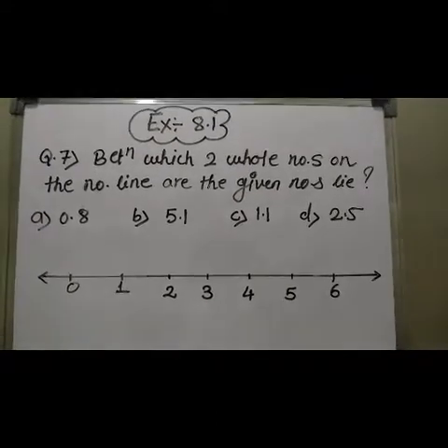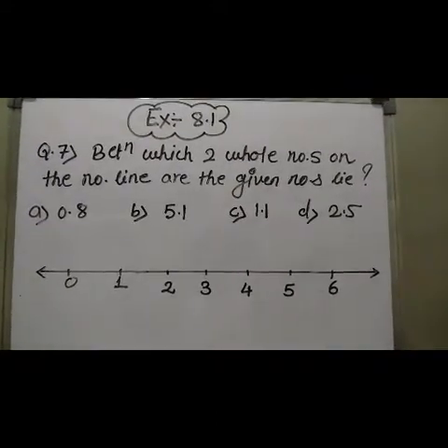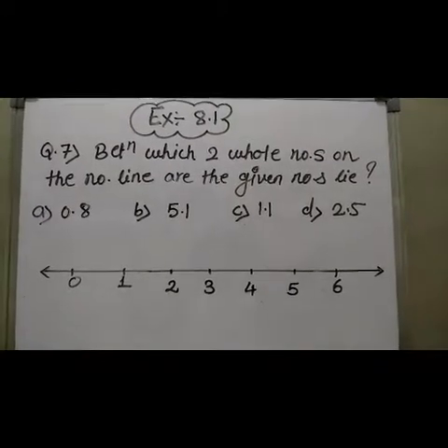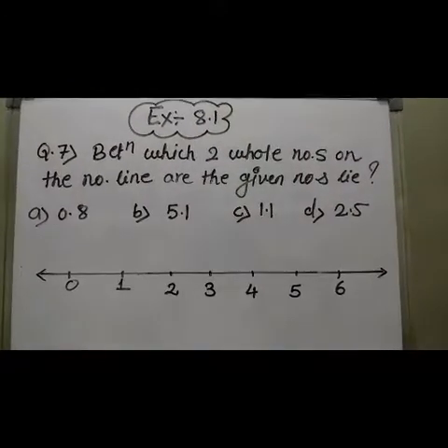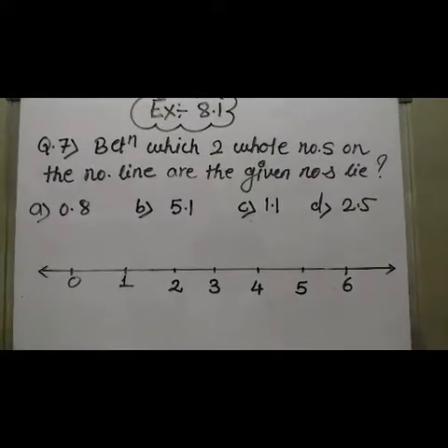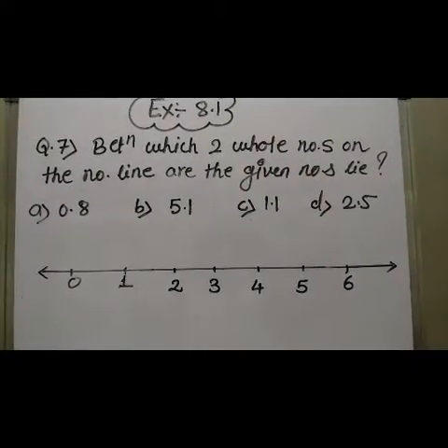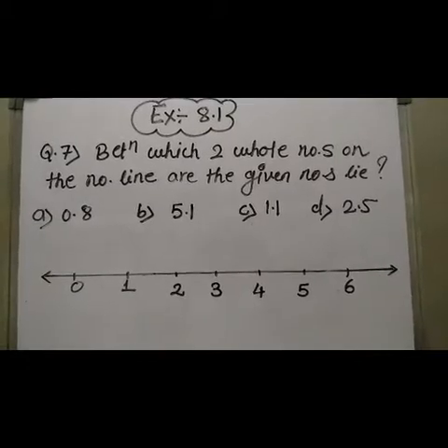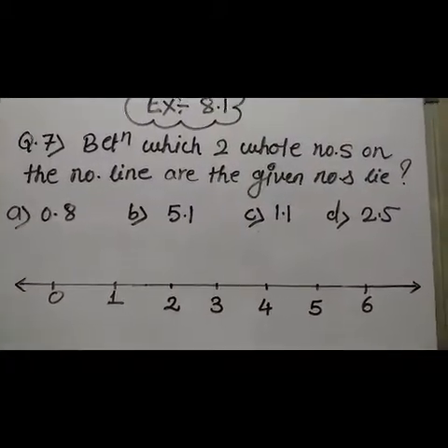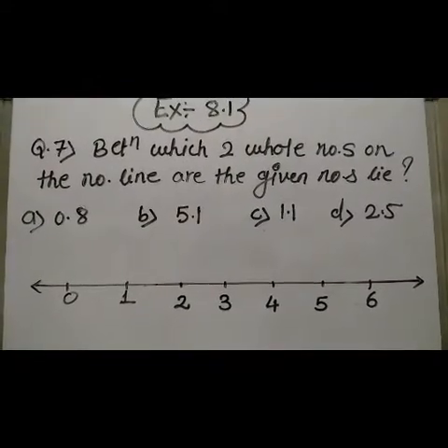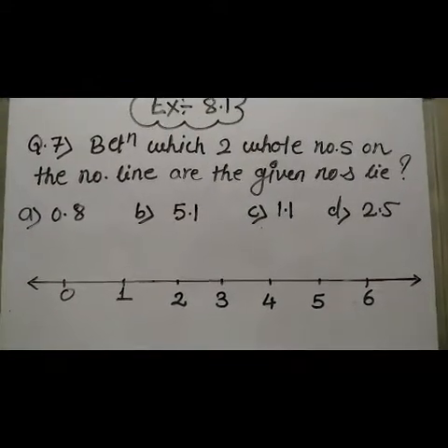Students, in this video I am going to explain you question number 7, 8 and 9 of exercise 8.1. First we discuss question number 7. The question is, between which two whole numbers on the number line do the given numbers lie? And which of these whole numbers is nearer to the given number? Children, here you can see some decimal numbers are given to you. They are 0.8, 5.1, 1.1 and 2.5.